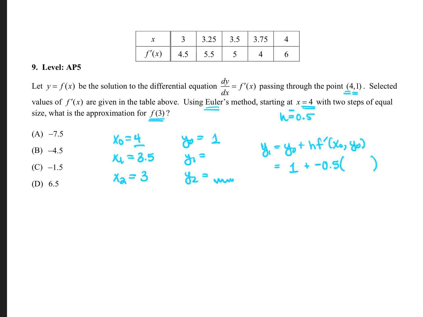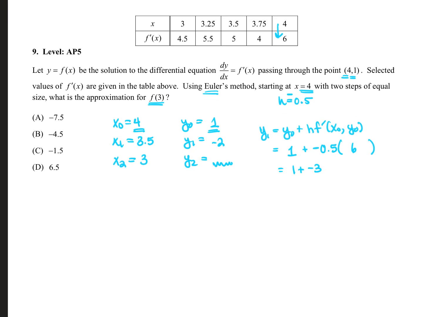And then we're going to use this value to find our slope. So at x equals 4, our slope is 6. So negative 3 plus 1. So our next guess is negative 2. And we do this again.